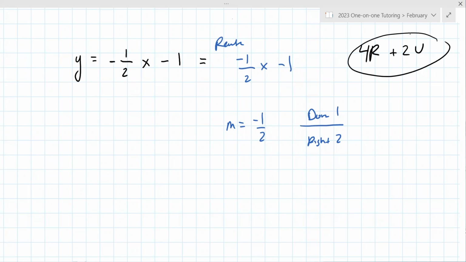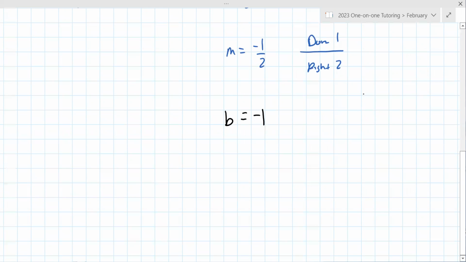Right. So now the b value, what's the b value in this problem? Negative one. Negative what? Good. So when you go to graph this, do you start with the slope or the b value? The b value. Yep. And then you're going to go down 1, right 2, down 1, right 2.